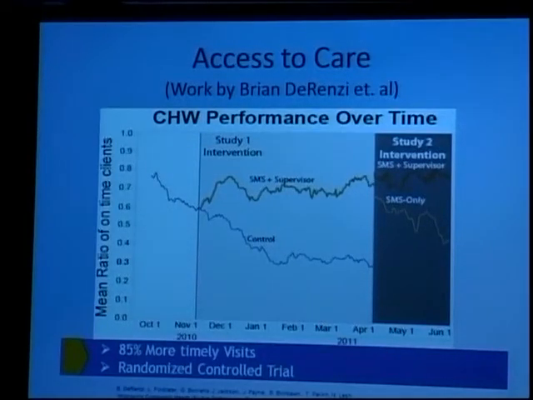And then around day 3, they would get a text message saying, tomorrow your supervisor will follow up on you if you don't submit the form. And I think this graph makes it look a little bit better than it actually is. But you got this very dramatic effect that the full system with the SMS to the supervisor created significantly better follow-ups than without it.